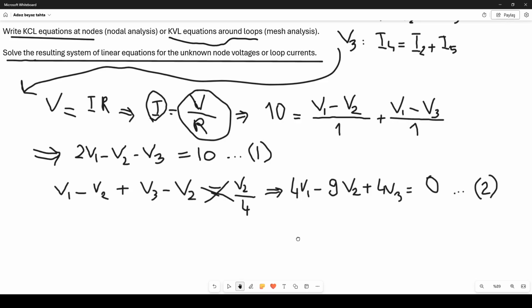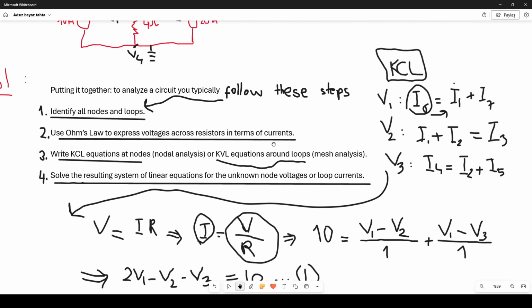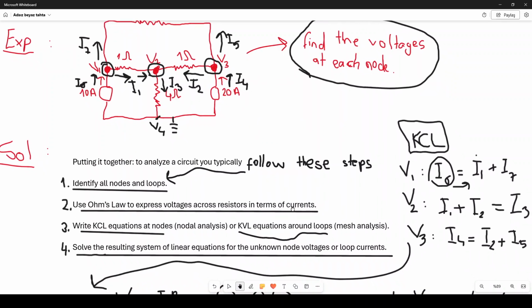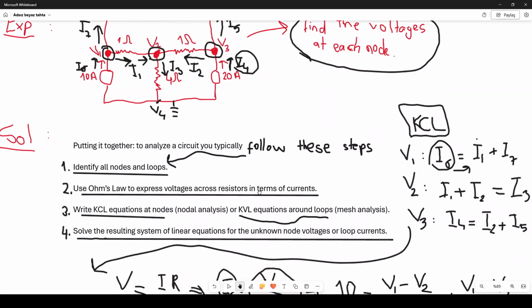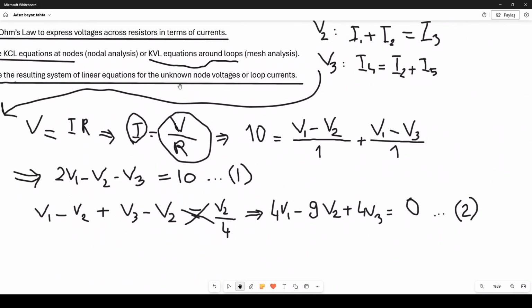And let's do that. Again, we use the same strategy. We look at I4. If you look at this here, I4 is right over here, and it is 20 amperes, right? We have a current source here, so it's 20 amperes. So we know the value. So I4 is equal to 20. I just put its value here. So let's write it down here. I4 is 20, and 20 is equal to what?